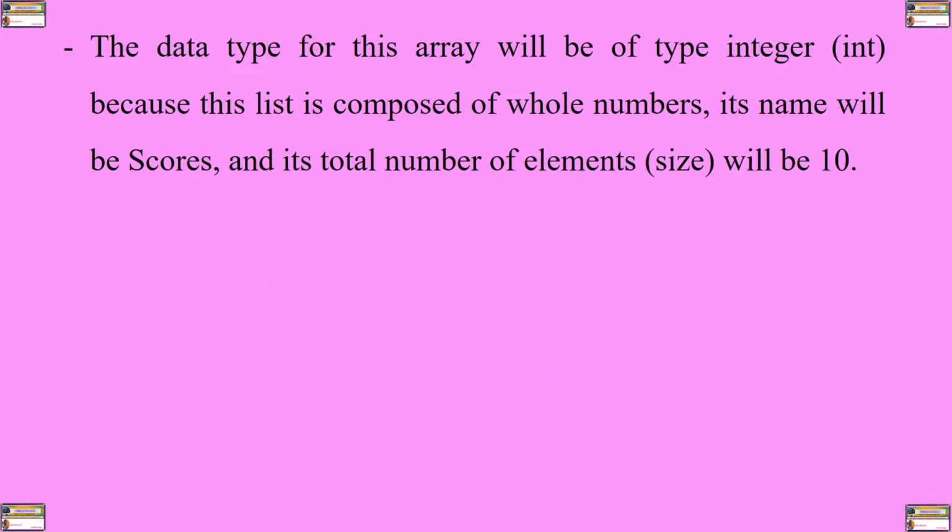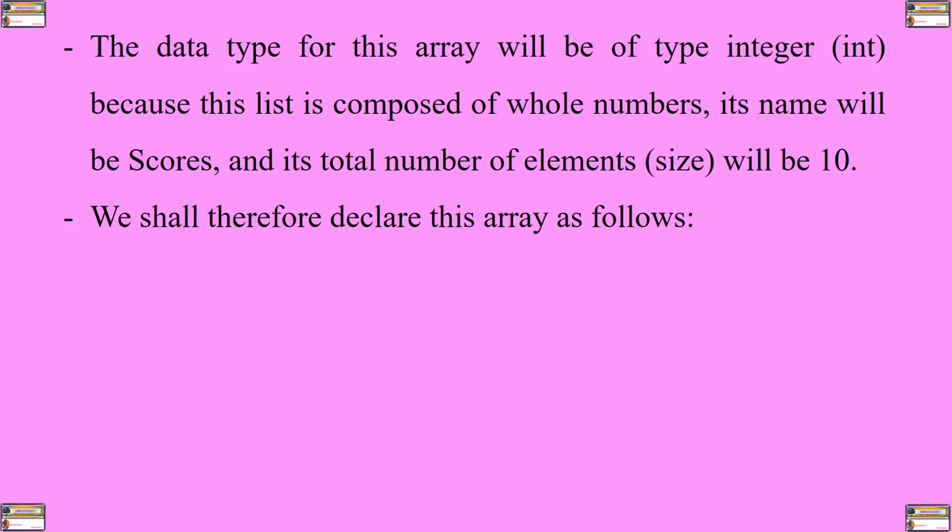Because this list is composed of whole numbers, its name will be scores, and its total number of elements, that is the array size, will be 10. We shall therefore declare this array as follows. First is the data type. So the type of data are whole numbers, and therefore the data type is int.